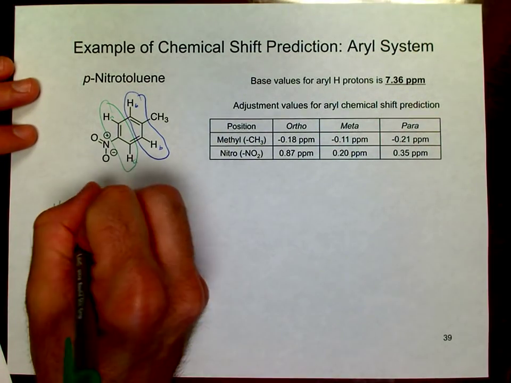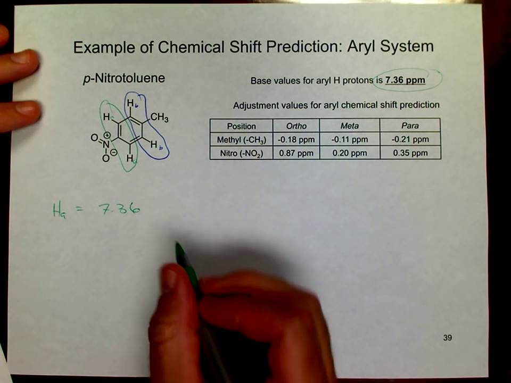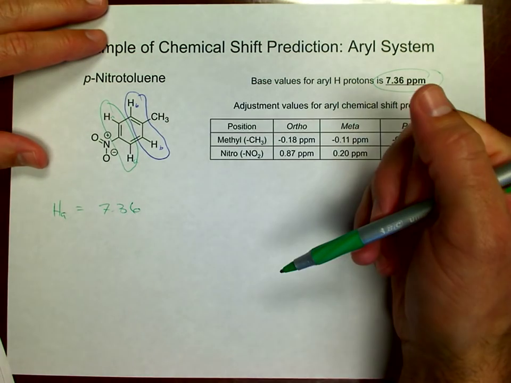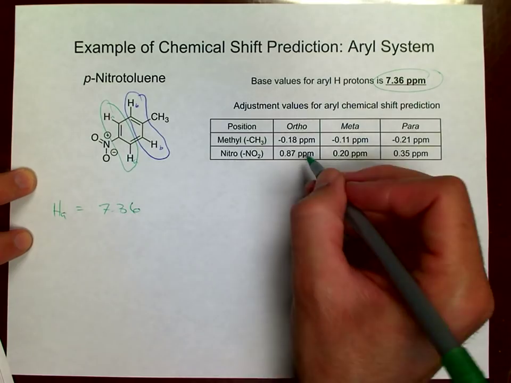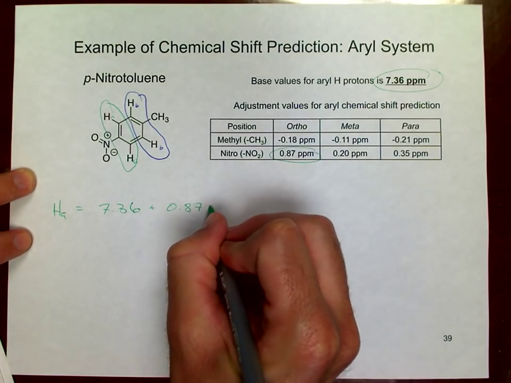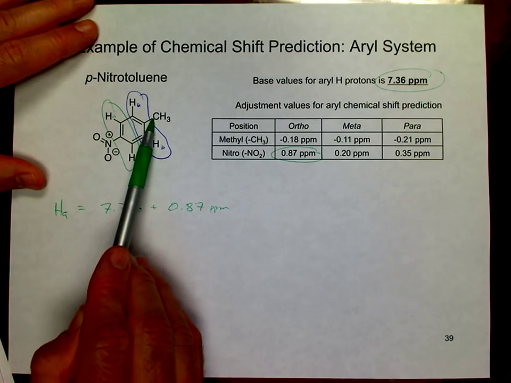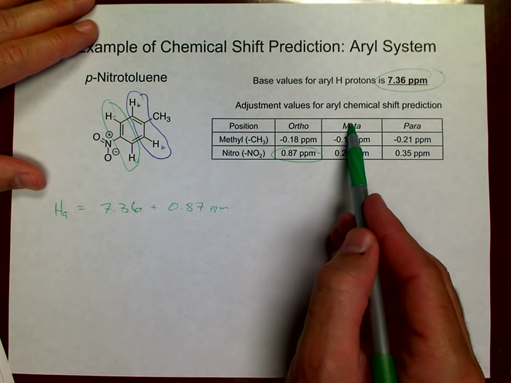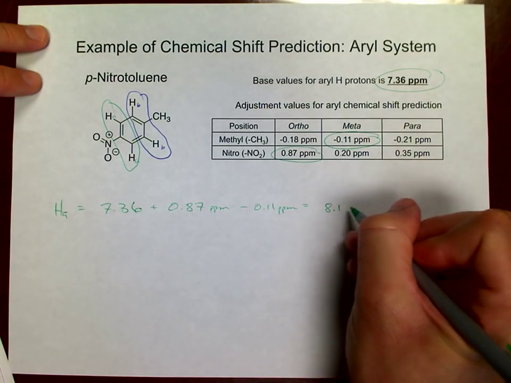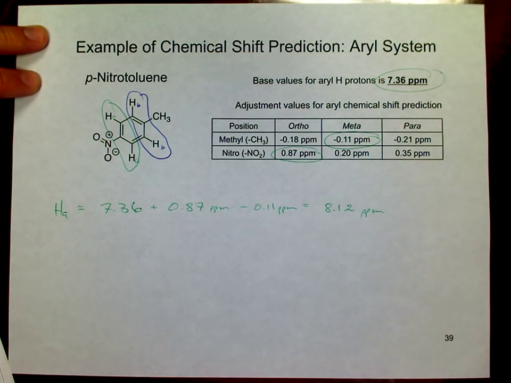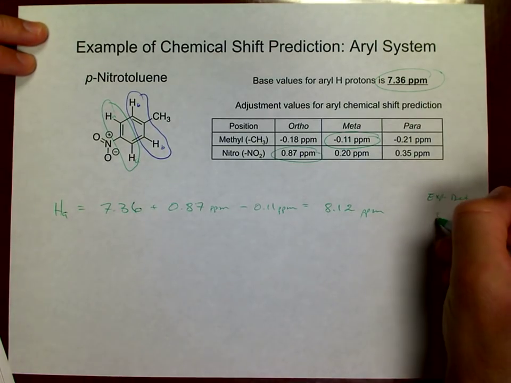So HA, if you notice, the base value for an aryl proton is 7.36. Okay. Both of these are ortho to our nitro group. Okay, so we have to use the ortho. HA is ortho to nitro, so we have to add 0.87 ppm. And if you notice, these HAs are meta to a methyl. Okay, so they are meta to a methyl. So subtract 0.11 ppm. And this gives us a value of 8.12. Theoretical or experimental value is 8.10.